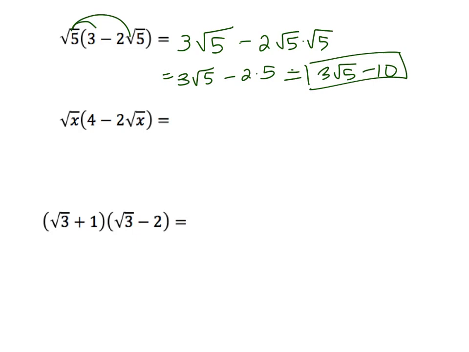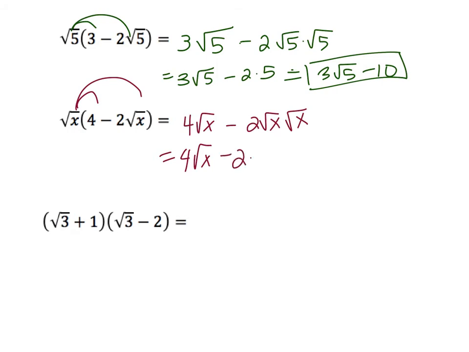For this next one, I'm distributing now square root of x. So we have 4 square root of x minus 2 square root of x times square root of x. It works in the same way, so we have 4 root x minus 2 times square root of x times square root of x, which is just going to be x. You can just leave it like this.